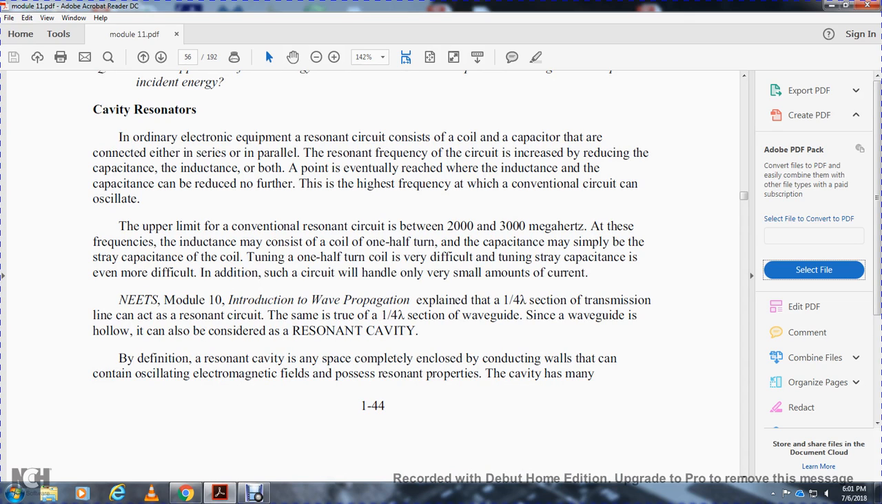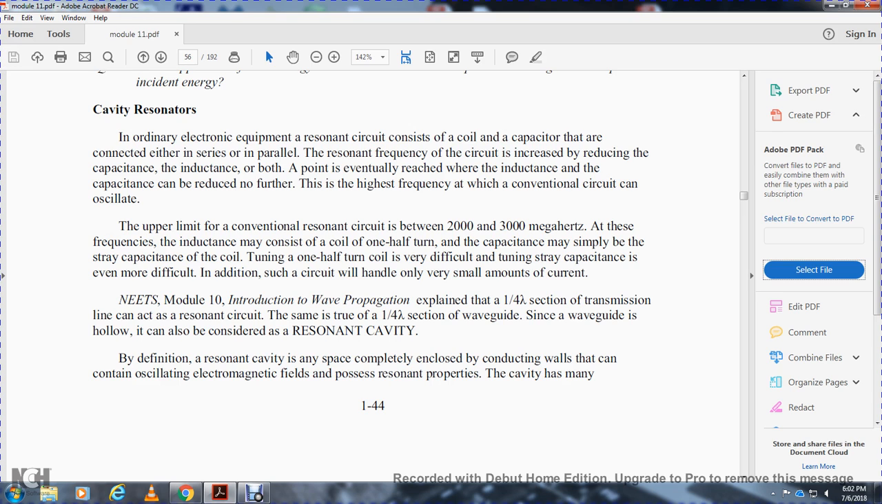In ordinary electronic equipment, the resonant circuit consists of a coil and a capacitor connected in either series or parallel. The resonant frequency of the circuit can be raised by reducing the capacitance or the inductance, or both. But there is a limit at high frequencies. The upper limit of the conventional resonant circuit is between 2,300 and 3,000 megahertz. At these frequencies, the inductance consists of a coil of one half turn. Making the capacitance small, a simple straight conductor, and the coil one half turn is very difficult. Turning the strain of the capacitance is even more difficult. In addition, the circuit can handle only very small amounts of current.